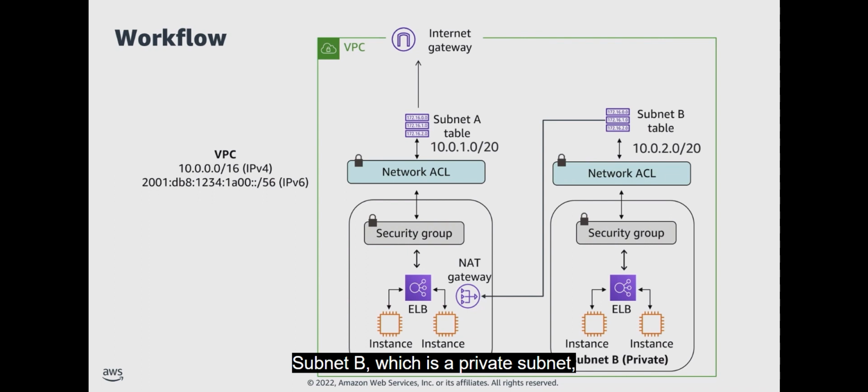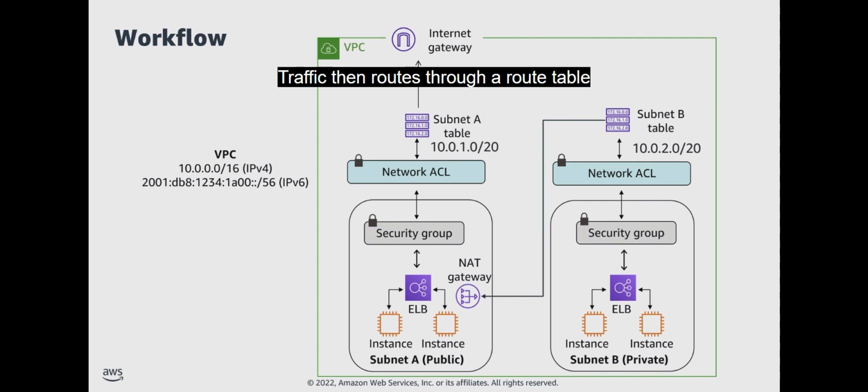Subnet B, which is a private subnet, contains 2 EC2 instances. Traffic from each instance routes through a load balancer to a security group and then to a network ACL. Traffic then routes through a route table to a NAT gateway in subnet A, the public subnet.